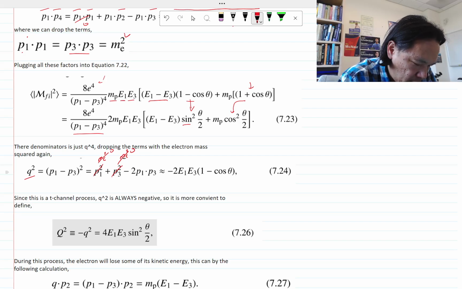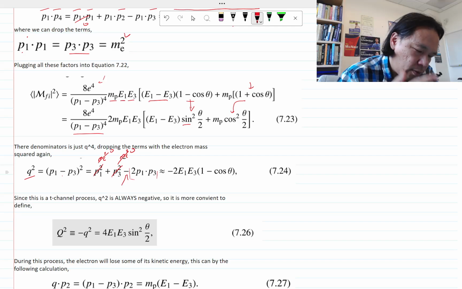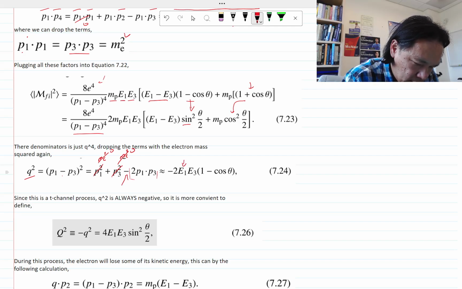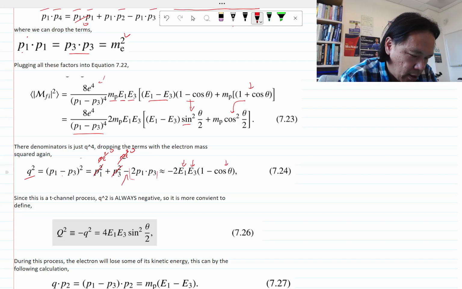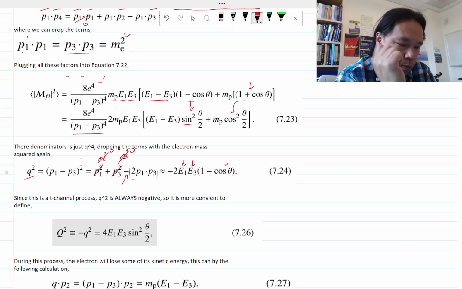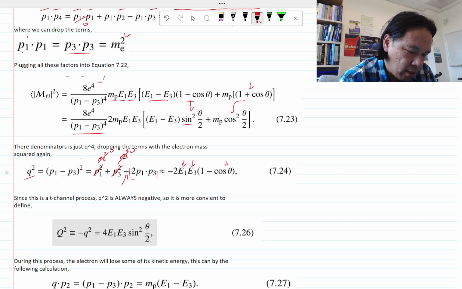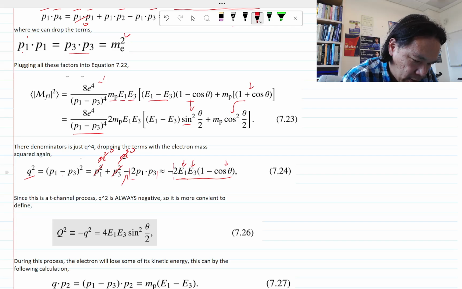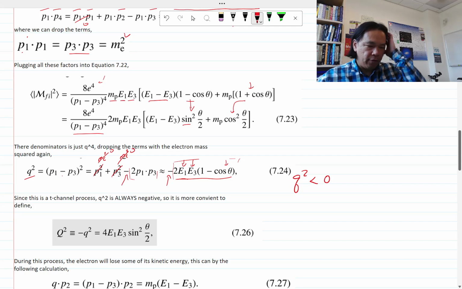And therefore, all you're left with is minus 2P1.P3, because of the minus sign. So there's always going to be a negative sign in front here. And P1.P3 we figured out previously is actually E1 E3 times 1 minus cosine theta. So this is a positive number, this is a positive number. Theta is constrained from 0 to 1. So at most, 1 minus cosine theta can be 0. It can never be negative. So this is always going to be a positive number here with a negative sign in front. So q squared is always going to be less than 0. It's always a negative number.